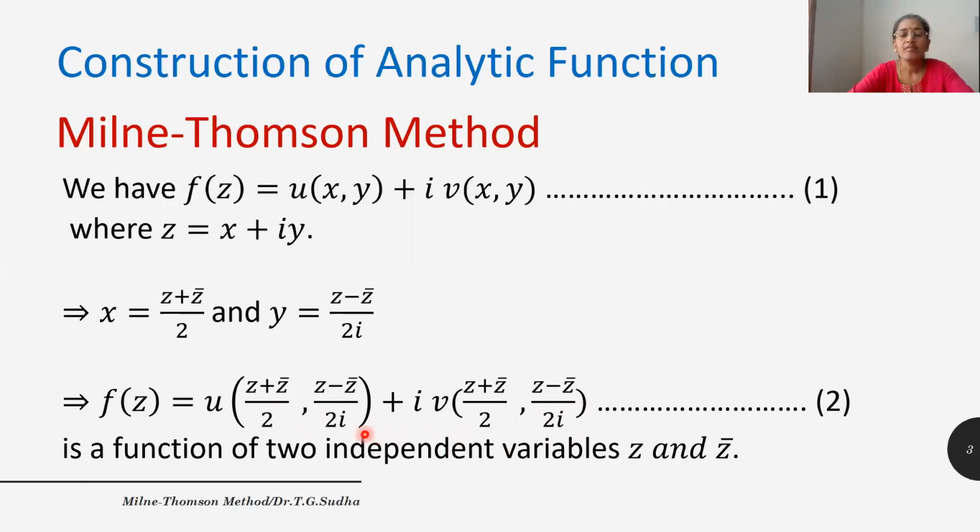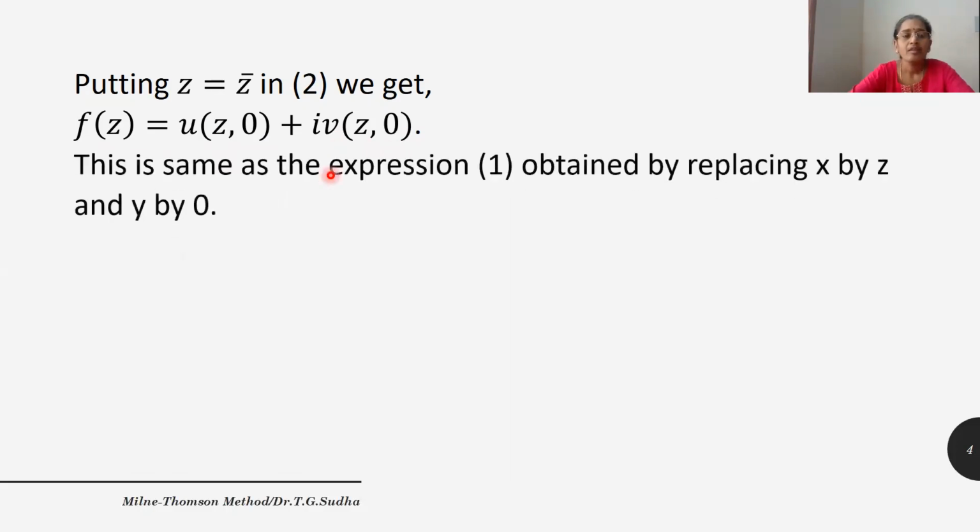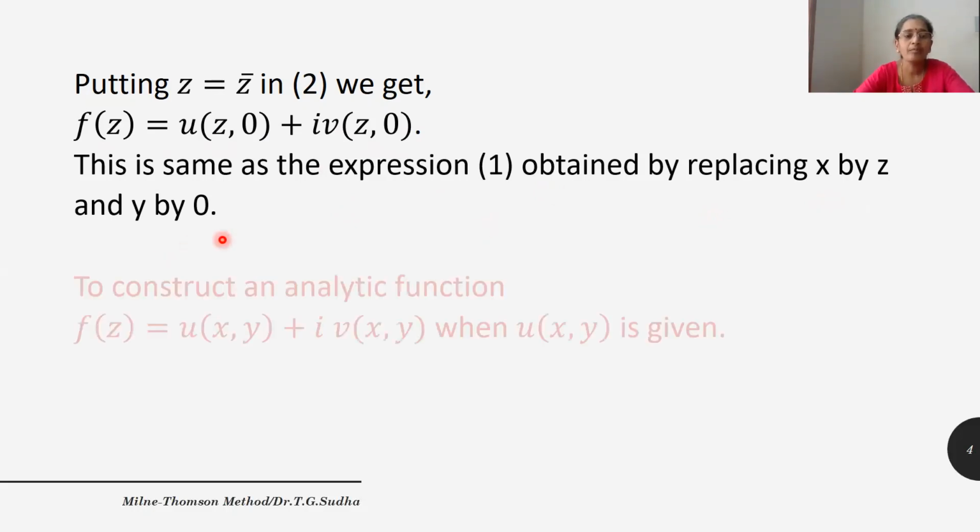Here we can see that f of z is now a function of two independent variables z and z bar. So here let us put z is equal to z bar. So the x value becomes z, whereas the y value becomes 0. So f of z is equal to u of z comma 0 plus i into v of z comma 0. This is the same as expression 1, obtained by replacing x by z and y by 0.